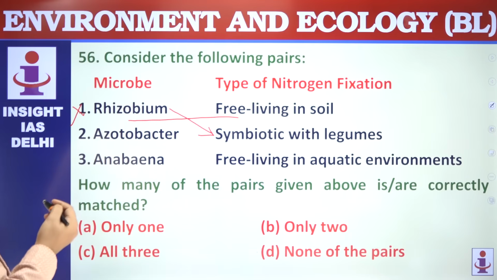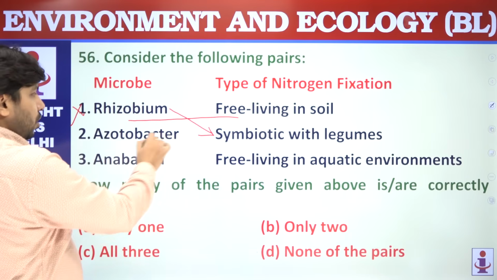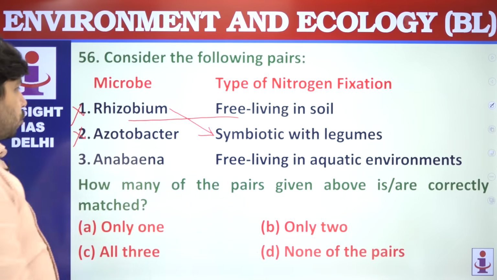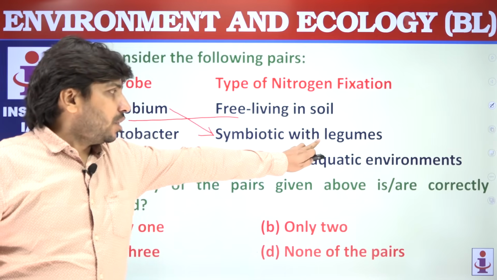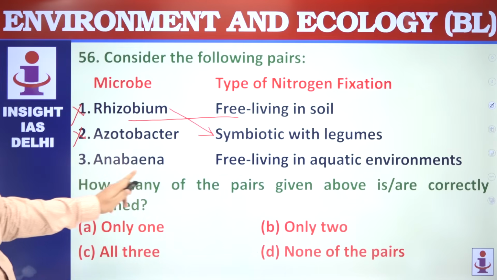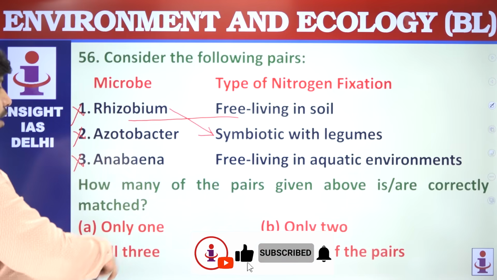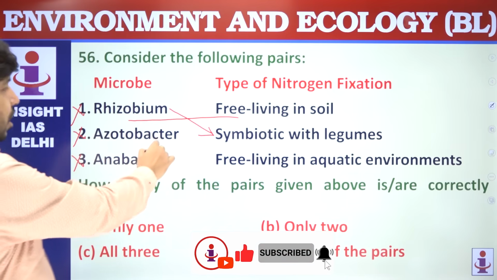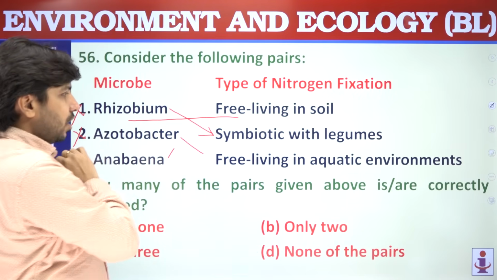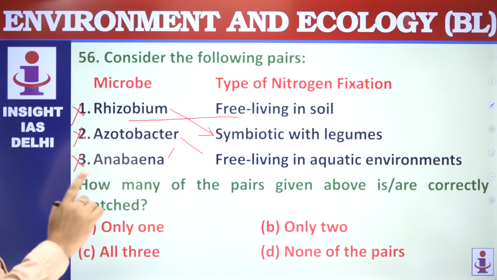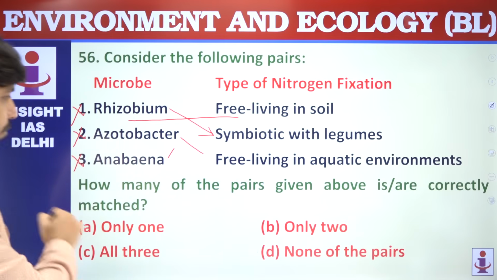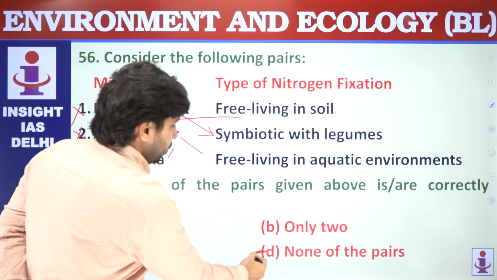Azotobacter is free living in soil. This is not correct for Azotobacter symbiotic with legumes. Anabaena free living in aquatic environments is also not correct. Anabaena is free living in soil, and Azotobacter is free living in aquatic environments. So none of the pairs are correctly matched.